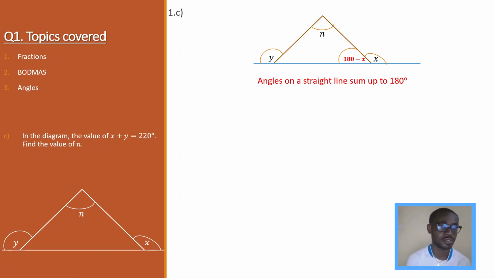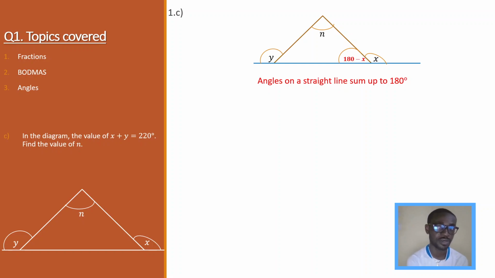Right, so let's look at the C part of question one. It says in a diagram, the value of x plus y equals 220 degrees. Find the value of n. So we have this shape that looks like a triangle.